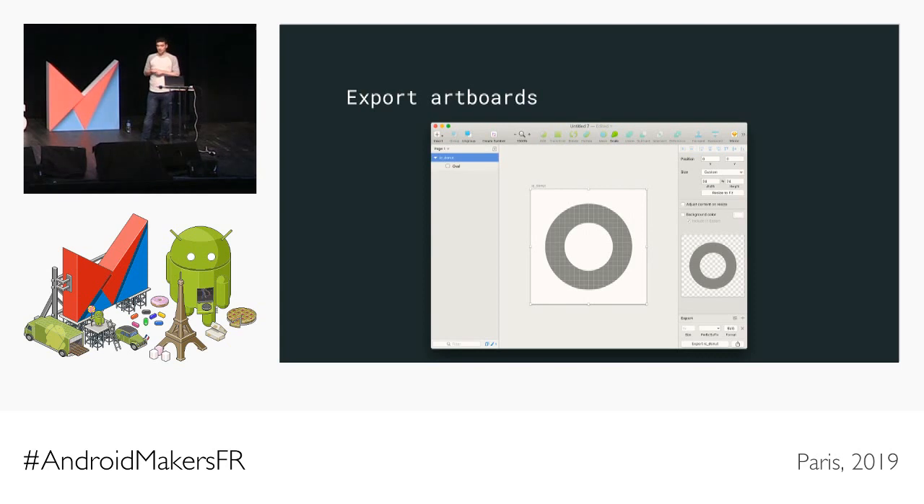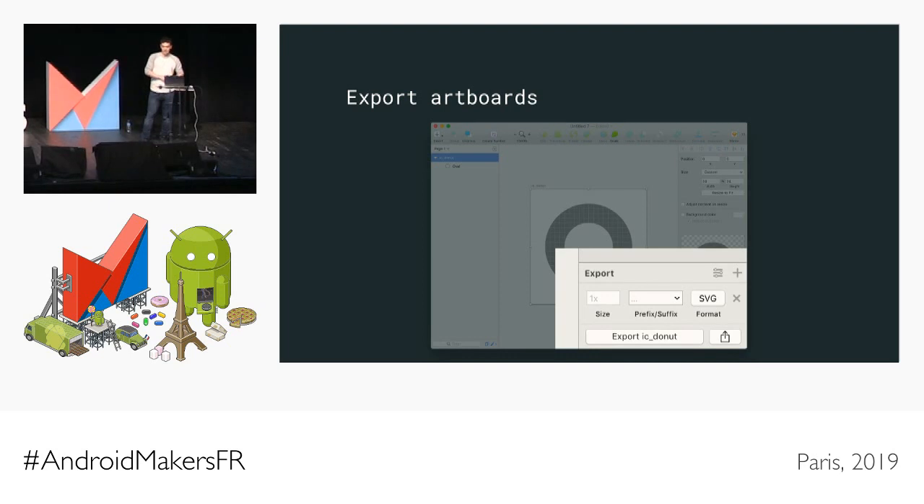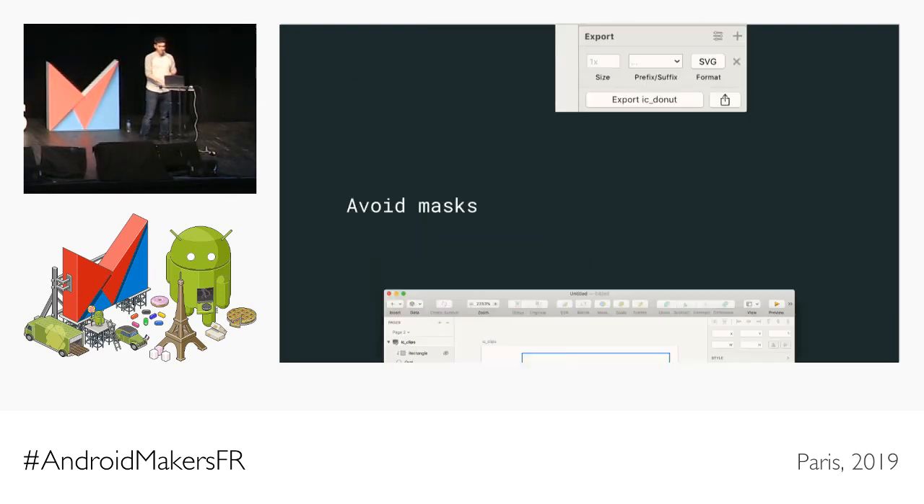Another tip, always export artboards. If you select the shape and try to export it, you're going to lose that padding, so it's really important to export the entire artboard. Select the artboard and then go under this menu and export it.